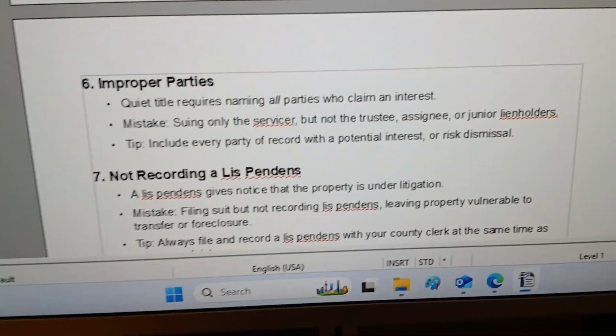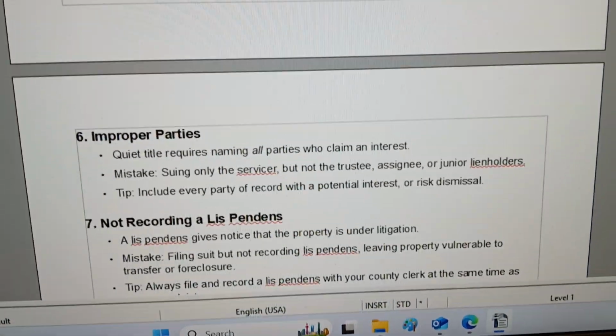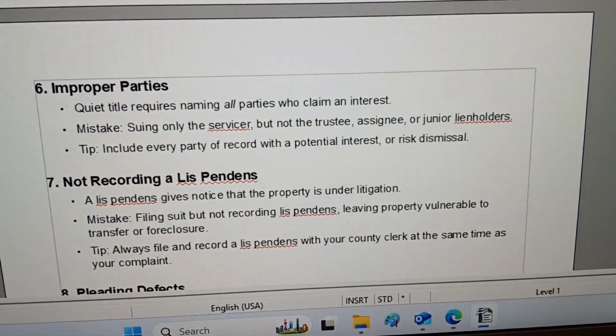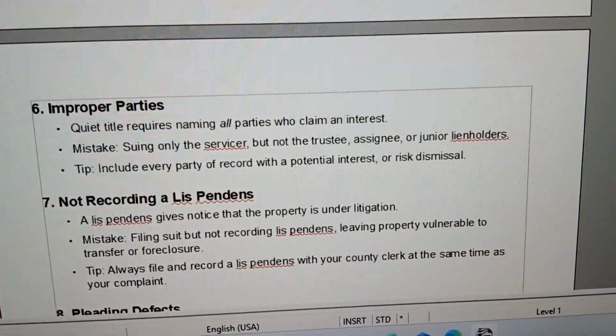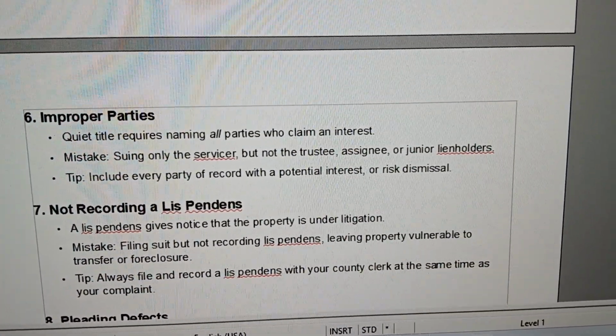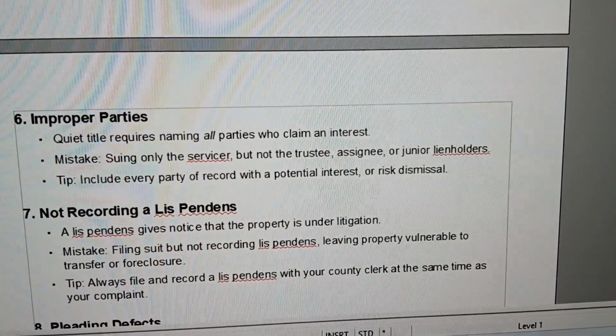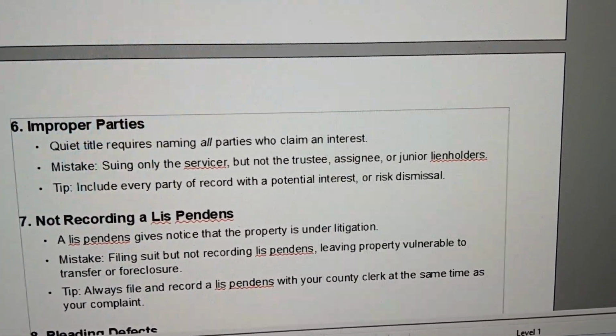Not recording a lis pendens. A lis pendens gives notice that the property is under litigation. The mistake is filing suit but not recording a lis pendens, leaving the property vulnerable to transfer or foreclosure. Tip: always file and record a lis pendens with your county clerk at the same time as your complaint.